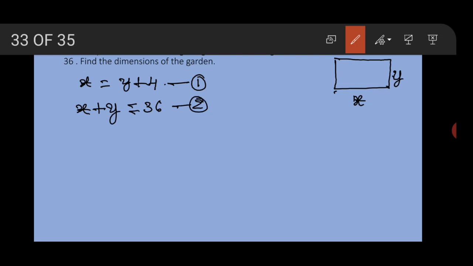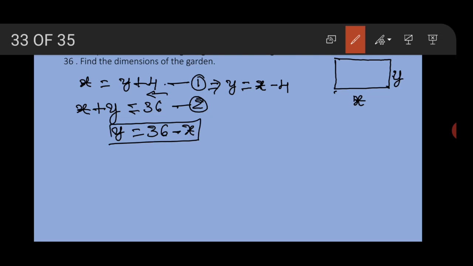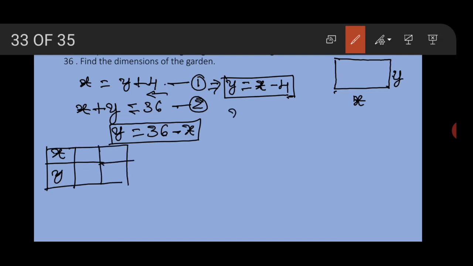Now find the solutions for these two equations. In equation number 1, we have to find the value of y. What is y? Y is equal to, carry plus 4 to that side, it becomes x minus 4. Here also y is equal to 36 minus x. So to these equations, find the value table. Here also find the value table.